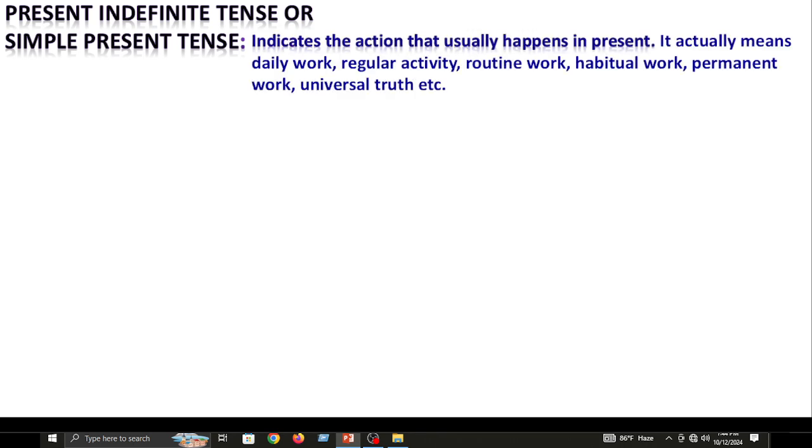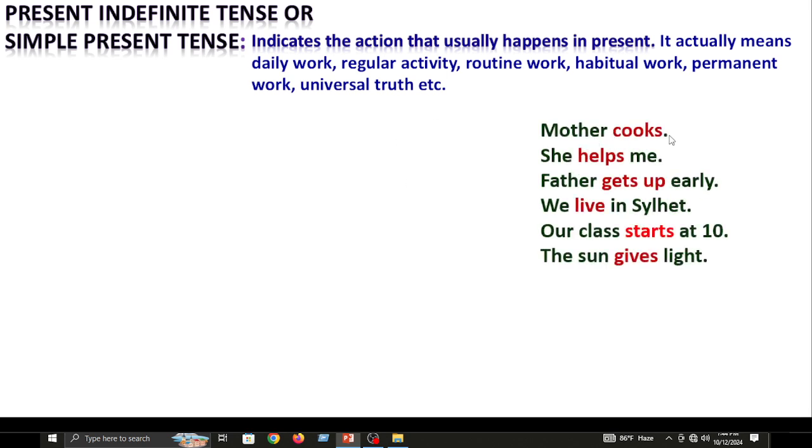The simple present tense indicates the action that usually happens in present. It actually means daily work, regular activity, routine work, habitual work, permanent work, or universal truth. For example, mother cooks. That means mother cooks regularly or mother cooks daily. It's a daily work or regular activity.